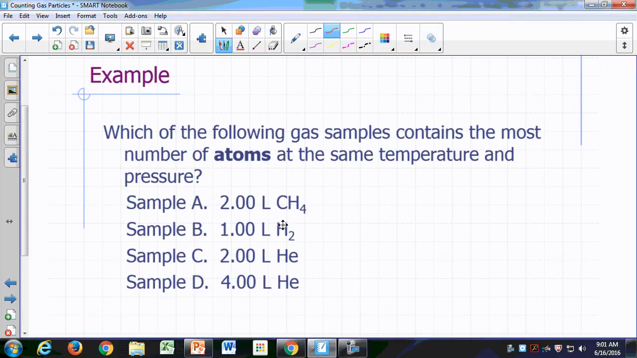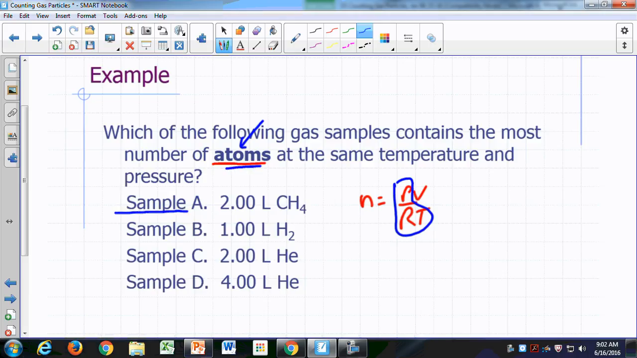Let's take a look at this other example right here. Which of the following gas samples contains the most number of atoms at the same temperature and pressure? The way to do this is you just say n, number of particles, is equal to PV over RT, right? Same temperature and pressure, so P over RT is constant, so the bigger the volume, the more moles of particles you have. But then you have to multiply that by the number of atoms per molecule to get the actual number of atoms. So how are we going to do this?